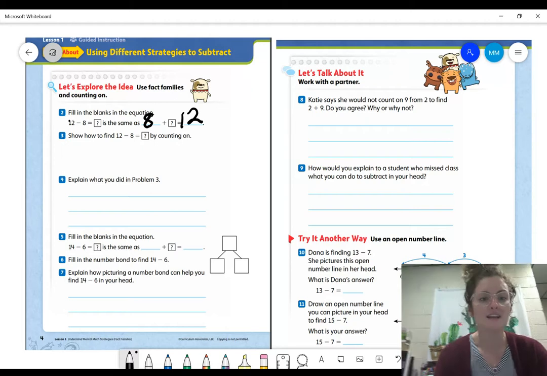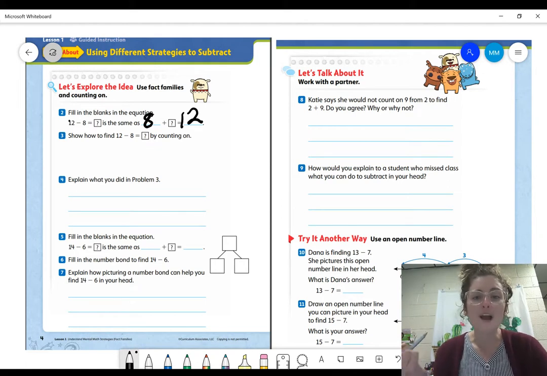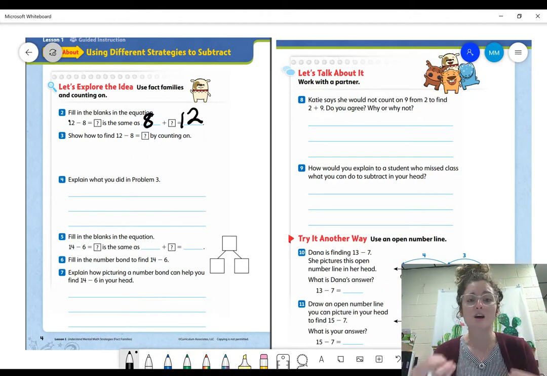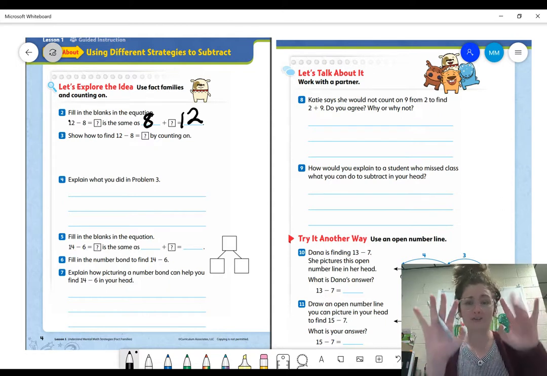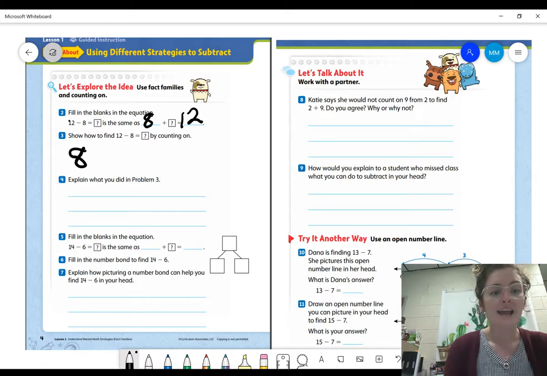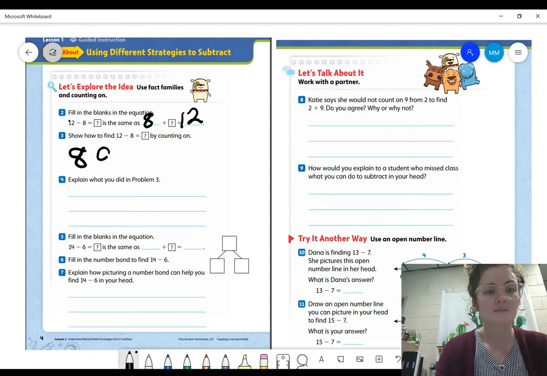So down here it says, show to find 12 minus 8 equals blank by counting on. So what I can do, I'm thinking out loud. Well, it wants me to show how I can count on. That means I'm going to be adding. I don't have 12 fingers. I can't take away 8 from 12 fingers, right? So I am going to draw 8, and I am going to count on until I get to 12. So 8, 9, 10, 11, 12.